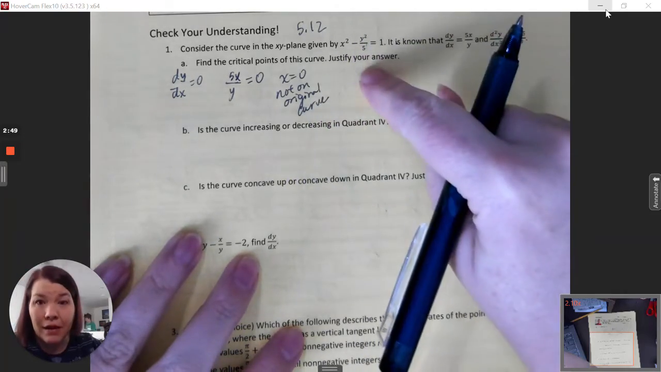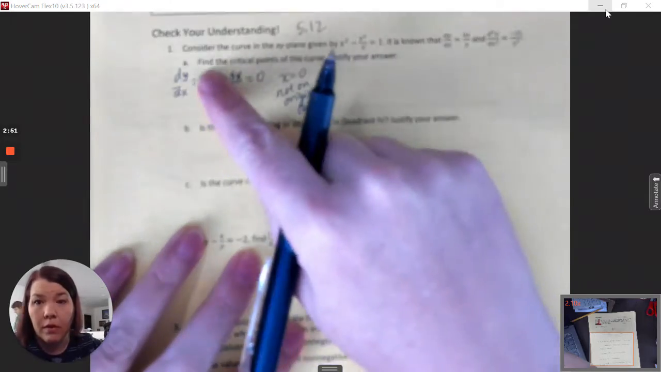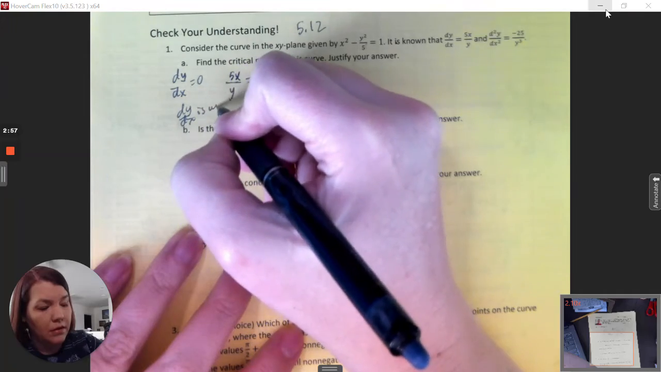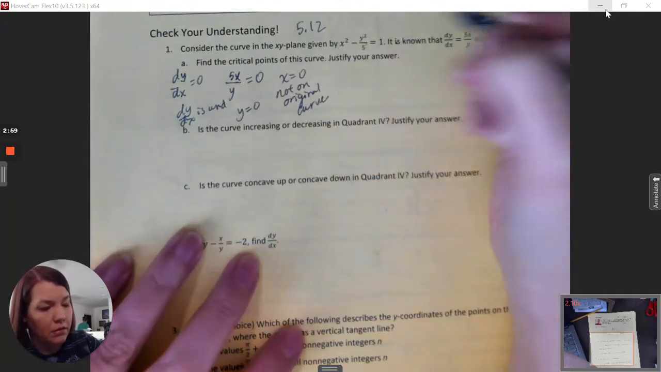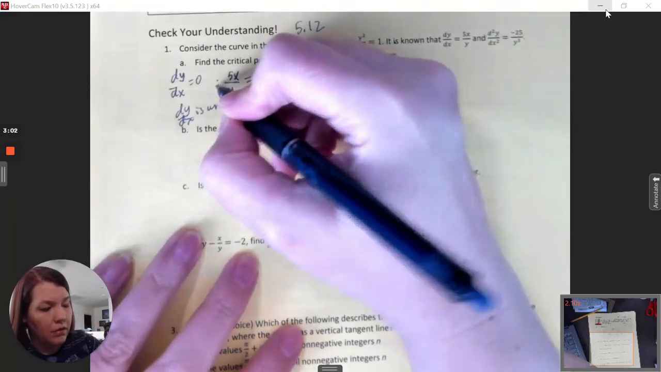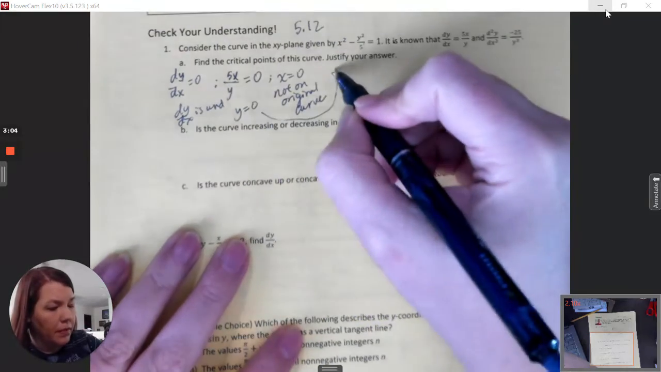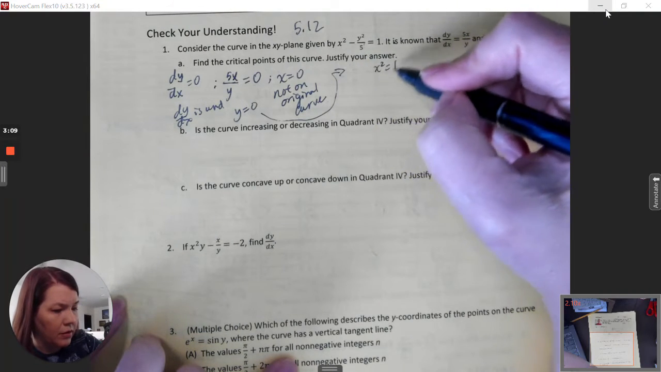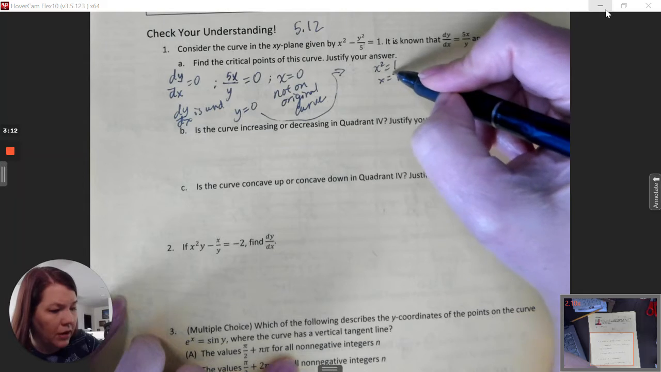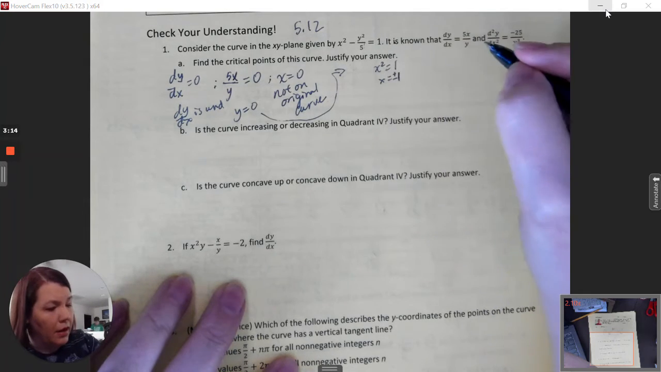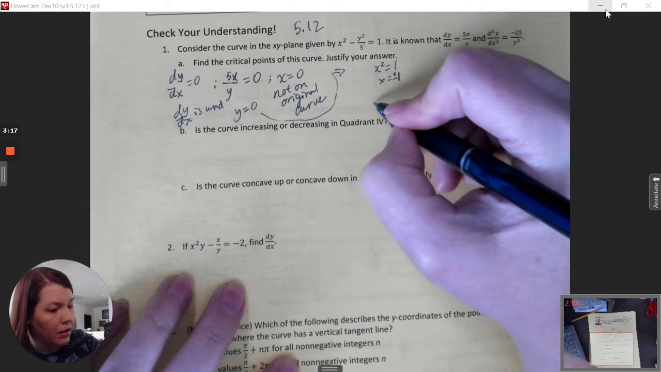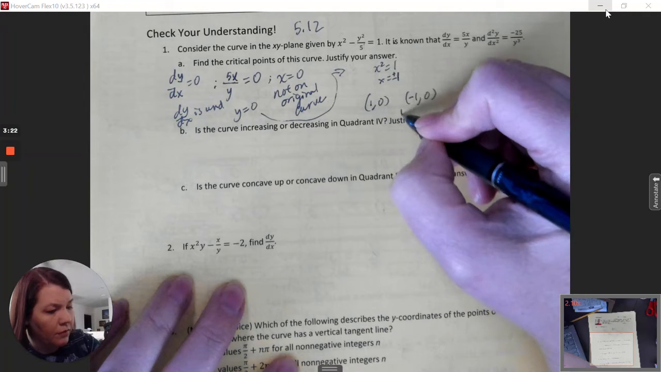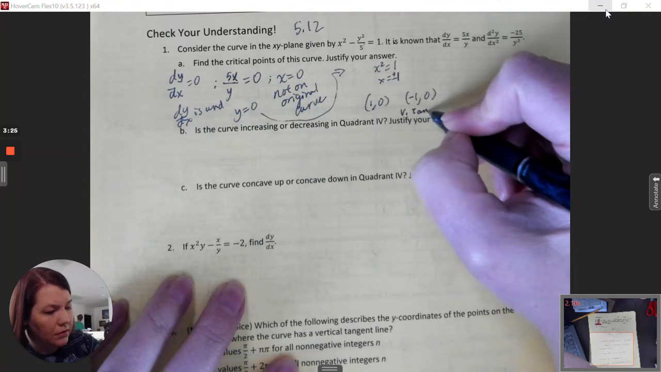Okay, the second derivative is undefined when y equals 0. And so y equals 0 and x squared equals 1, so x equals plus and minus 1. So the critical points are 1, 0 and negative 1, 0. And those are vertical tangent lines.